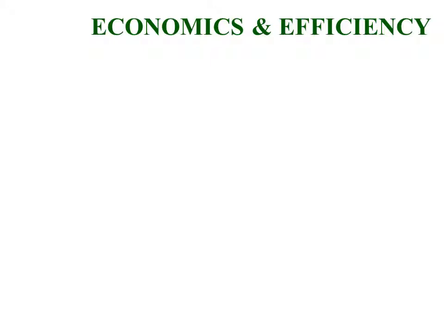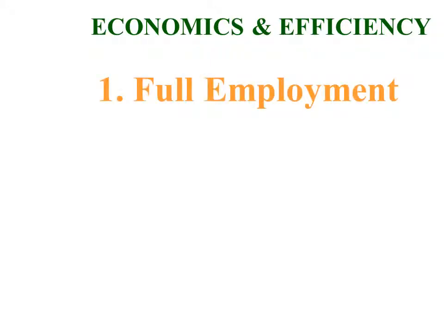Economics and efficiency. There are two types of efficiency. The first one being full employment. Full employment is a pretty straightforward economic idea. It simply refers to using all of your available resources. So the production possibility model is going to examine our ability or our limitations to production for a certain time period. So let's say per month.